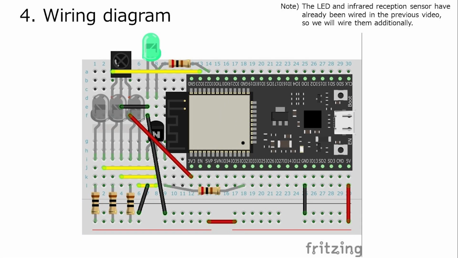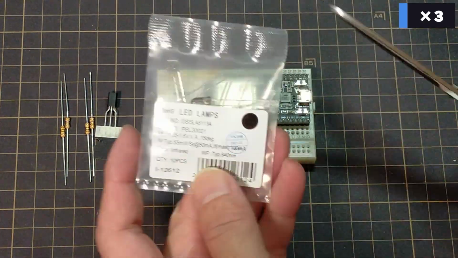Move on. Here is the wiring diagram. We will add from the state where the previous infrared reception sensor was wired. This is to finally complete it as a smart remote control. The wiring of the breadboard has been explained in the overview and LED editions, so I will omit it this time, but I have wired it according to the circuit diagram I mentioned earlier. Now let's wire it up on the breadboard.